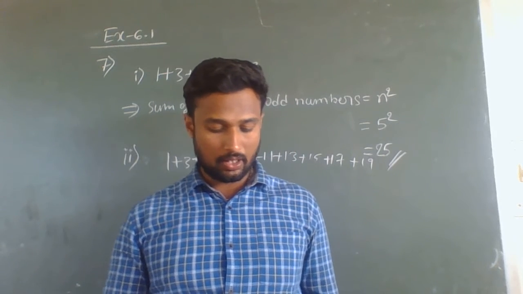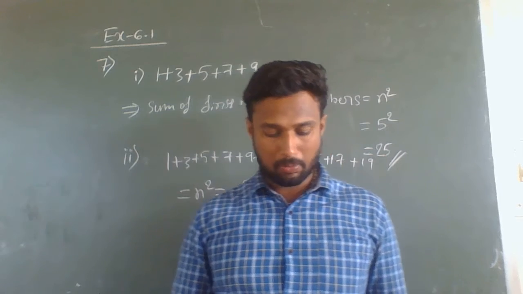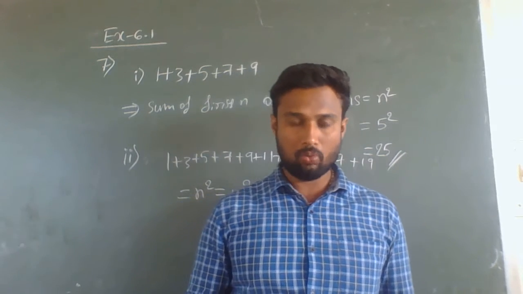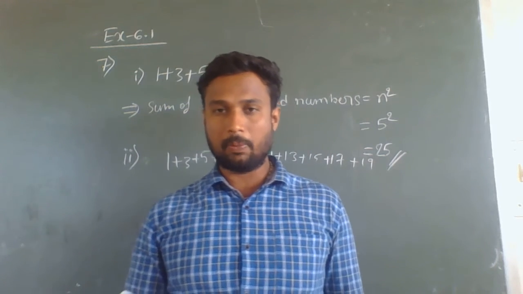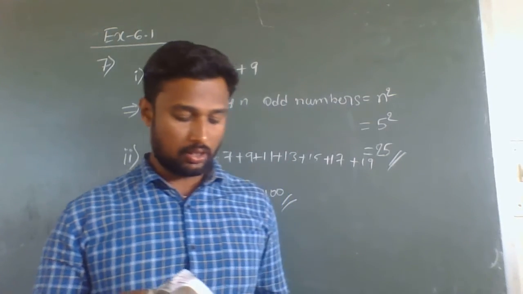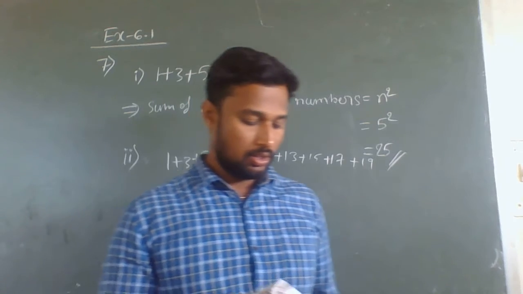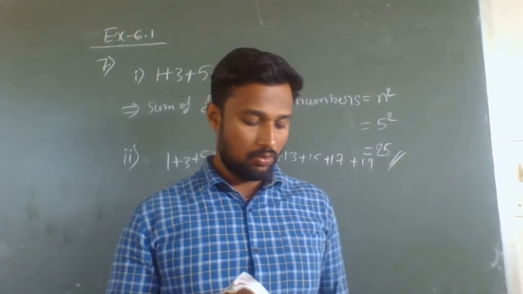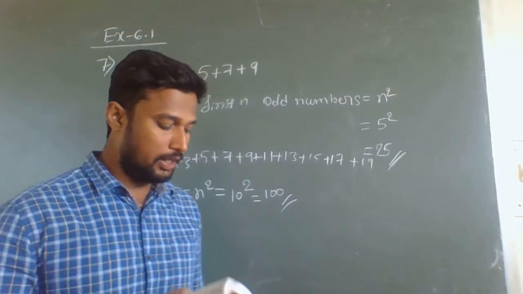Again they have given another question, the third one. They have given odd numbers from 1 up to 23. So using the formula n square, you can calculate the sum. Okay, try to solve that third one. Now I will discuss the next problem, the 8th one.